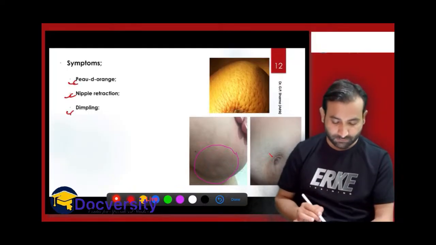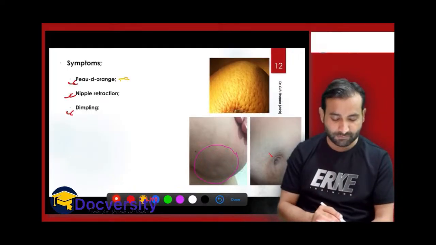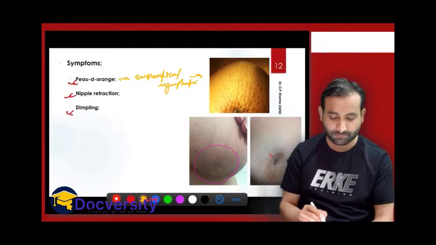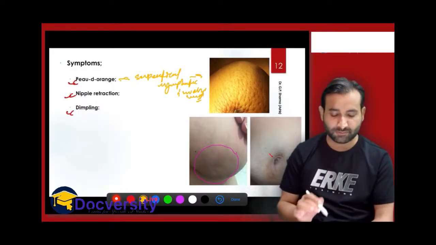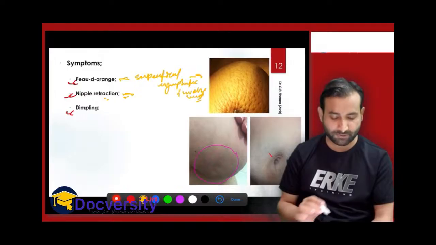What are the symptoms? The symptoms are you can see the peau d'orange, or nipple retraction, or dimpling. Peau d'orange means the skin looks like an orange peel. It is because of superficial lymphatic involvement. Superficial lymphatic involvement then produces the peau d'orange appearance.